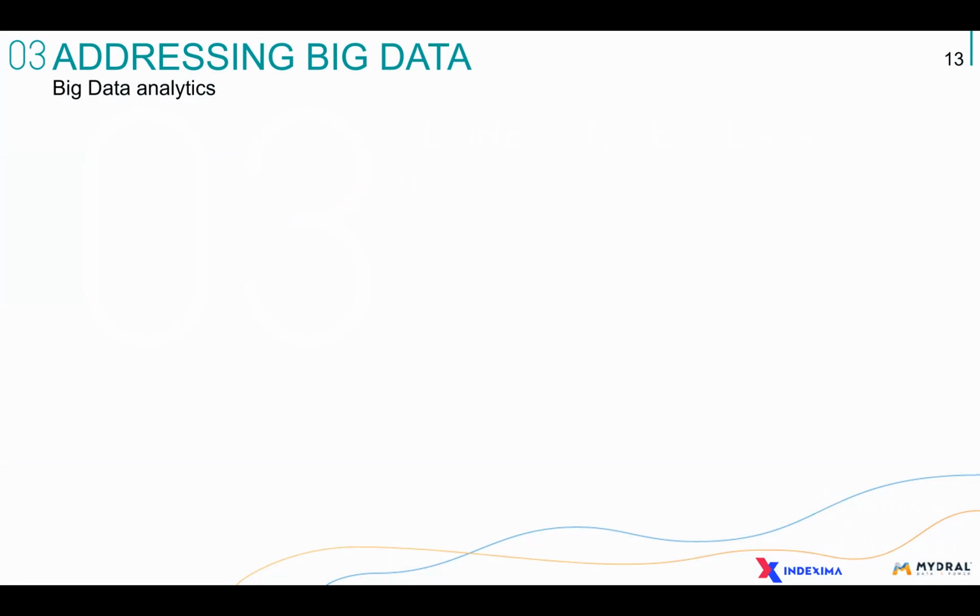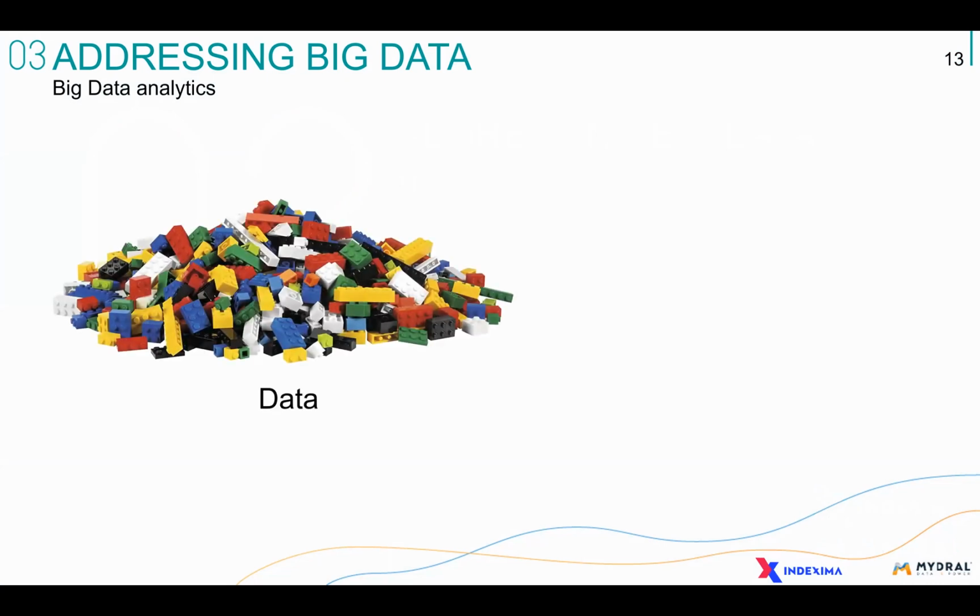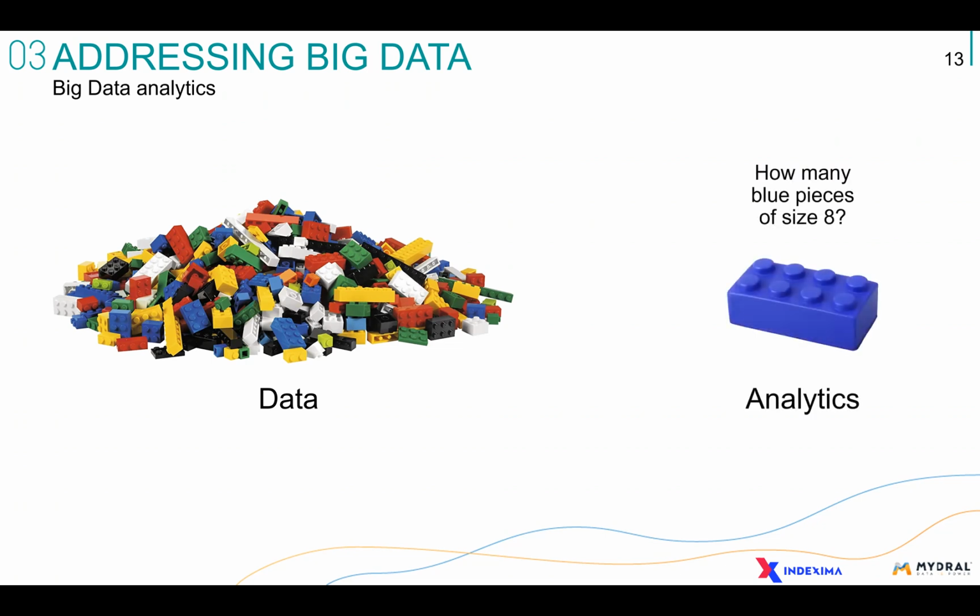But let's make a childish analogy. At the very end, doing BI is a bit like counting Lego. For example, let's try to find the number of size 8 blue bricks in a pile of Lego. This is analytics. When you are looking at a small pile, it's very easy to count. Just push a few bricks away and count them in your head. This is feasible because you are operating on what we call small data.